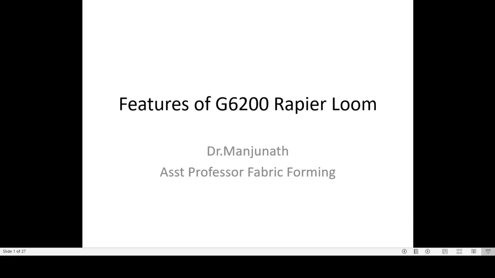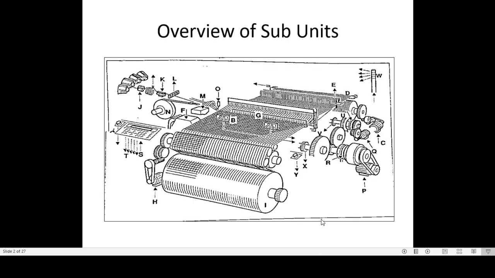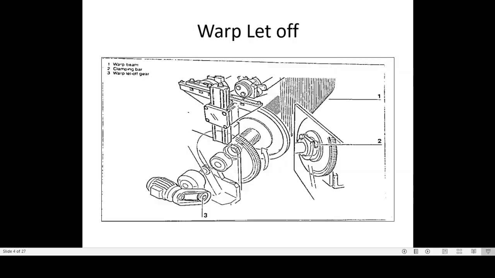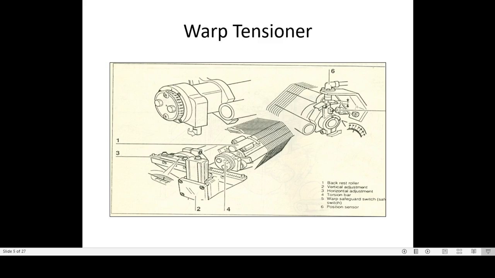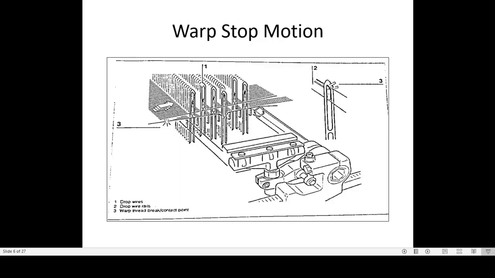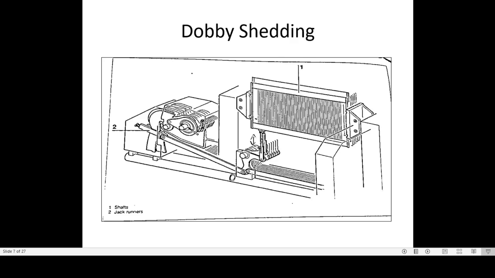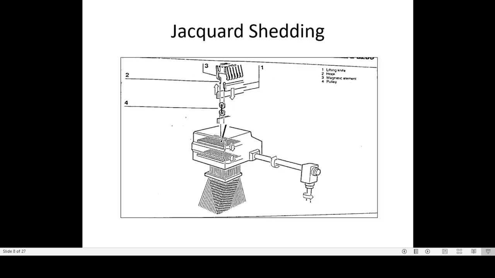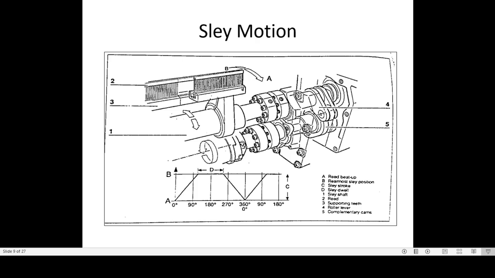Good morning. In the last lecture, we started the features of the G6200 Rapier loom, and we covered some of the features like drive system, warp let-off, warp tensioner, warp stop motion, lobby shedding, how the shedding is connected, and jacquard shedding. Then we have seen the slave motion in detail.